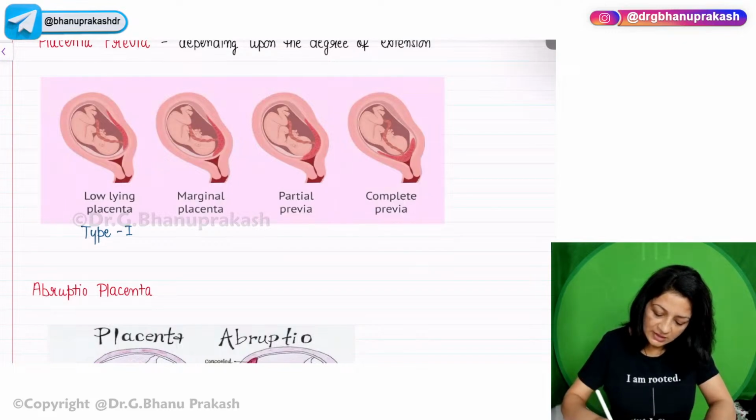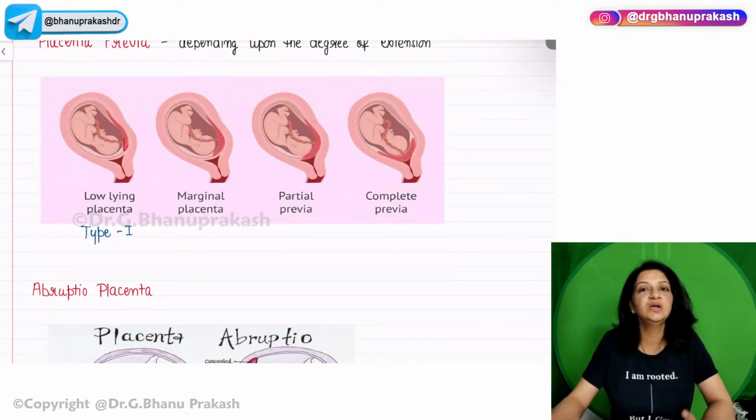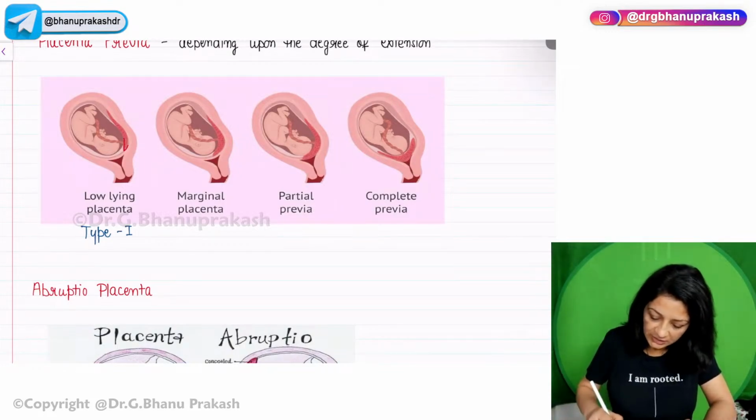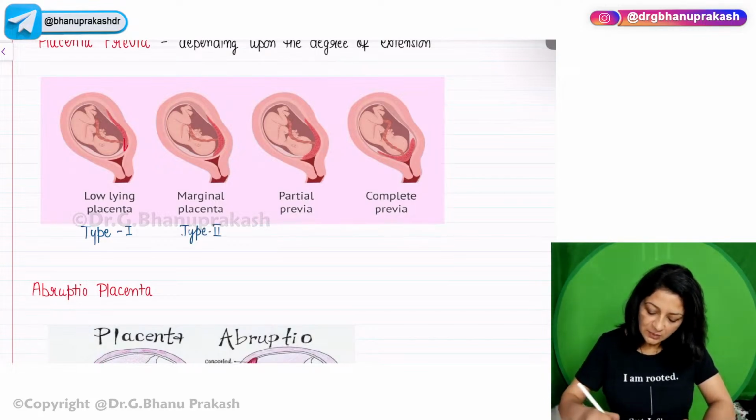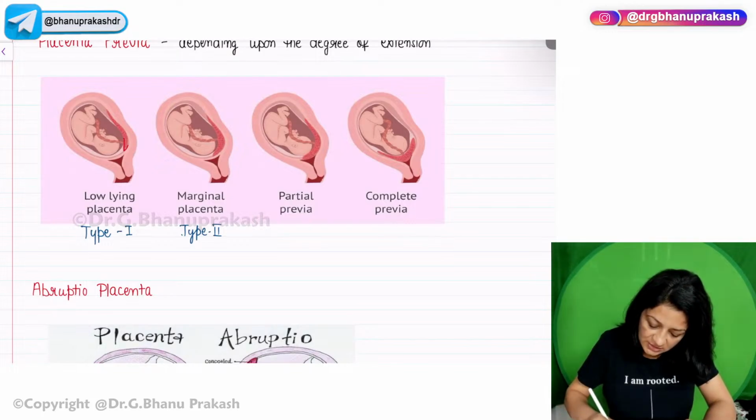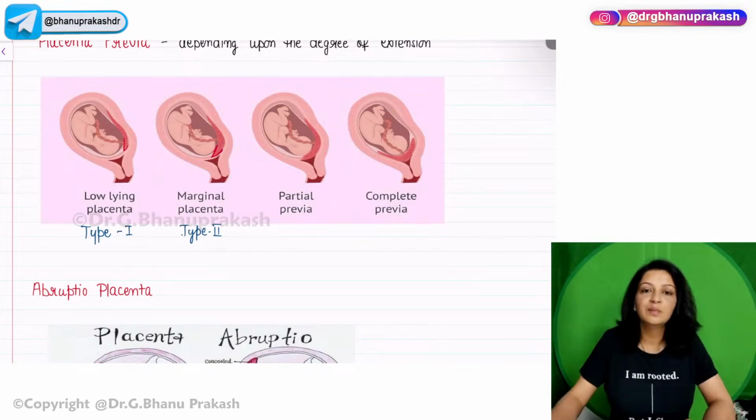In this image, you can see the placenta is within 2 centimeters of the internal os. Internal os के within 2 centimeters रहेगा. That is called low lying placenta. And type 2 is called marginal placenta. यहाँ पे क्या होगा? Margins touch करेंगे internal os को. This is called marginal placenta.